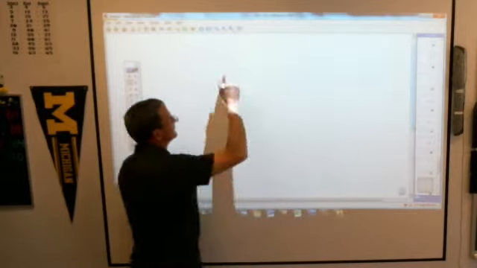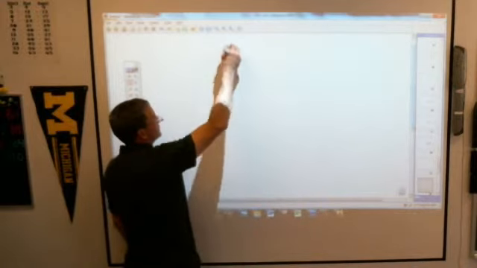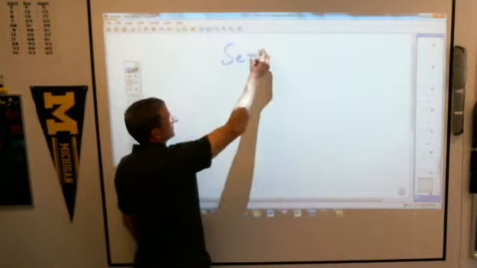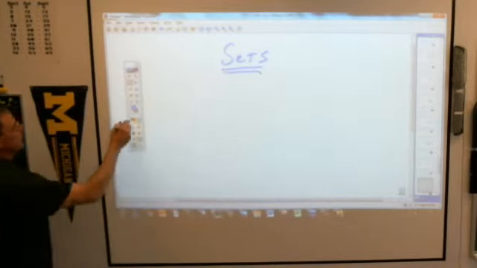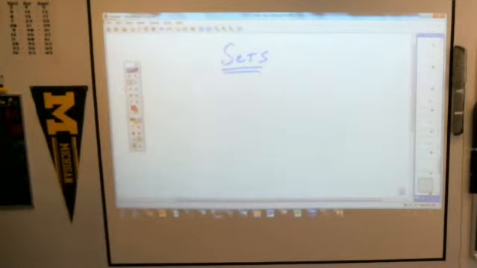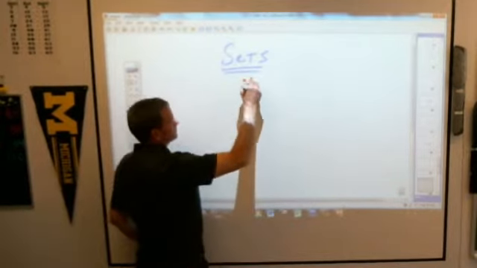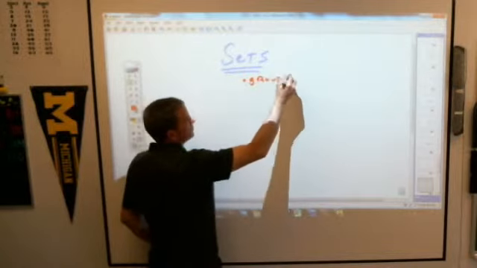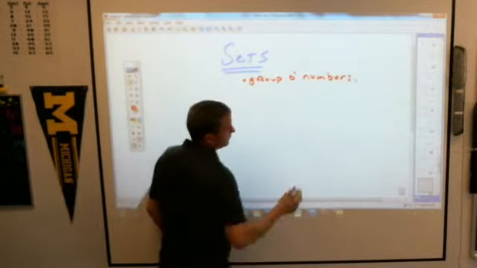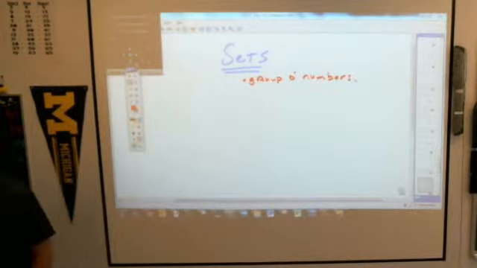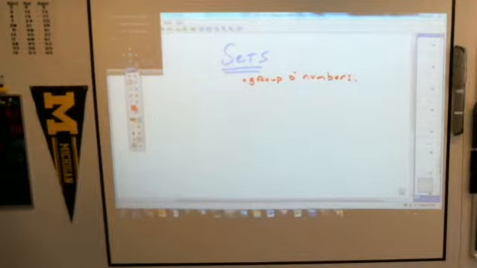Ready? Get set. Write this down. The word is set. We're not talking about volleyball here. We're talking about mathematics. What is a set? A set is a group of numbers. A group of numbers. And usually we use a specific mathematical symbol to show a set.